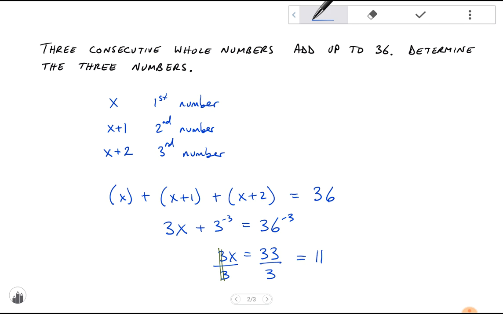So the 3 numbers, this will help us out here. So x equals 11. So we go back up here to what we said. X is the first number. So the first number must be 11. And 11 plus 1 must be the next number, that's 12. And 11 plus 2 must be the next number, and that's 13. And we can go back and check and make sure this works. So what we've said is that 11 plus 12 plus 13, these are indeed consecutive numbers, right? They go up by 1. And when we add these together, we do indeed get 36.